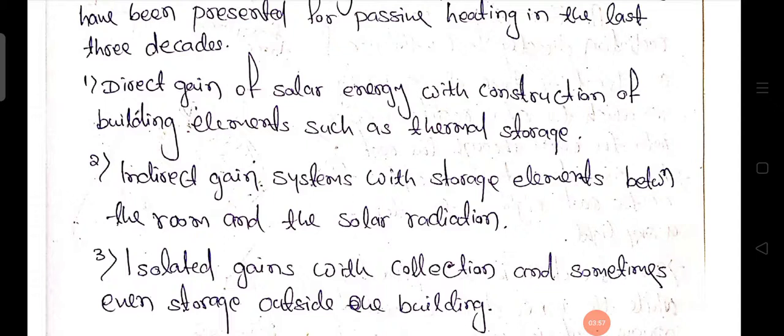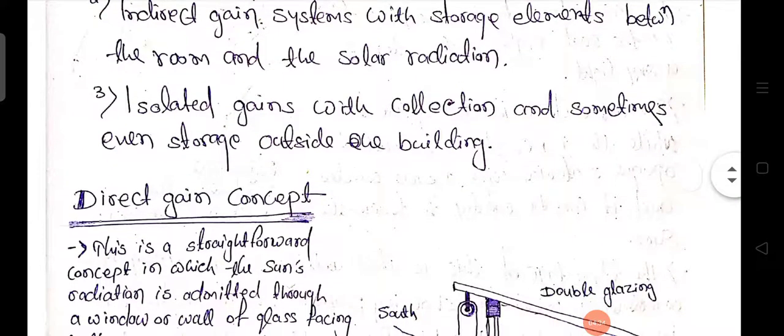In the isolated gain system, there are collectors and sometimes even a storage device. That means the collectors which collect the heat and the storage which stores the heat for upcoming uses are isolated. It isolates these two things. First of all we will study the direct gain concept.